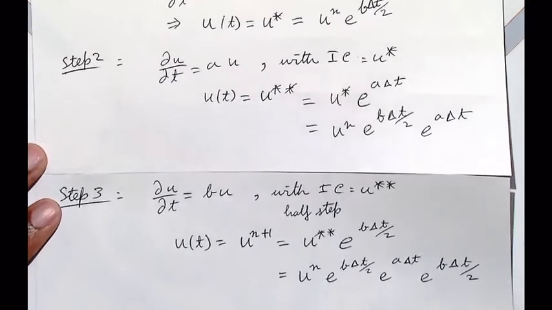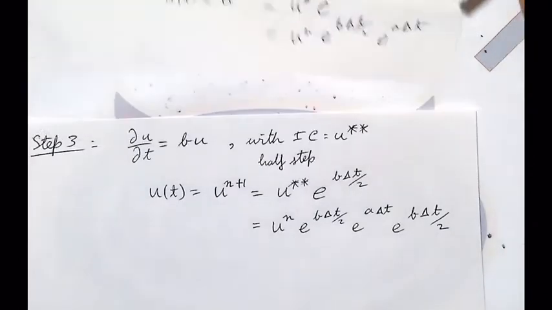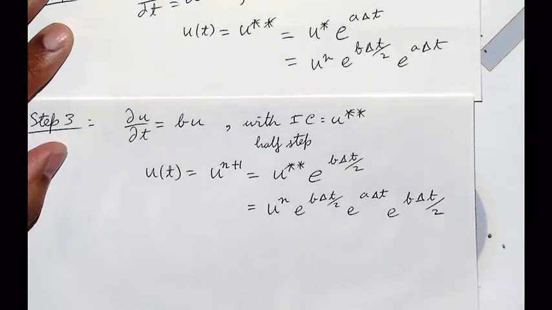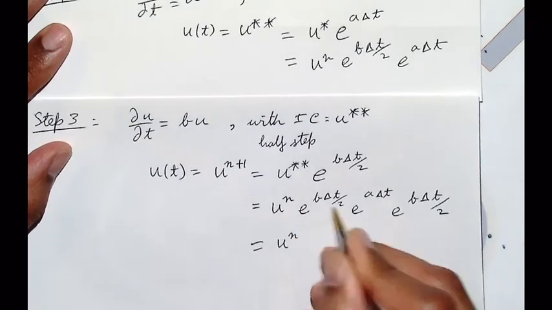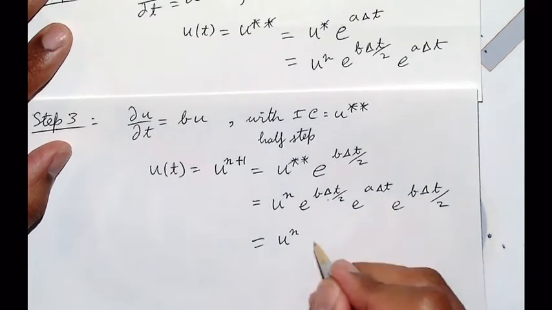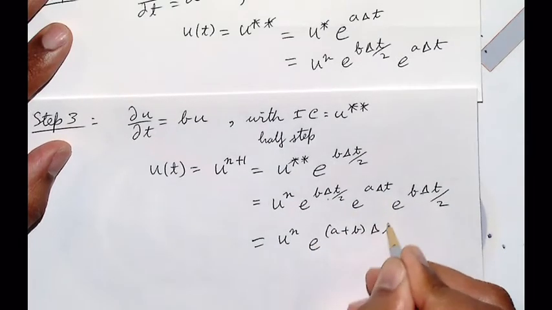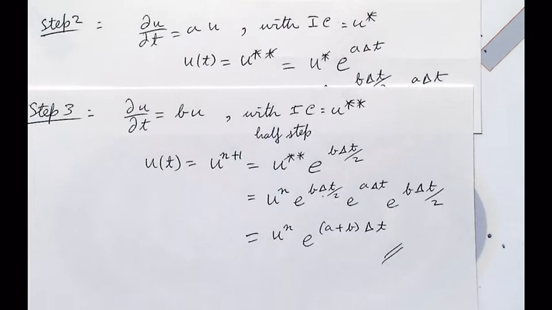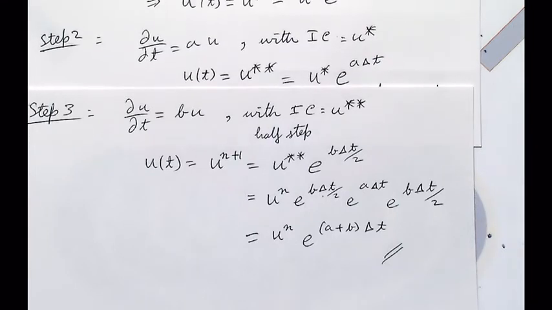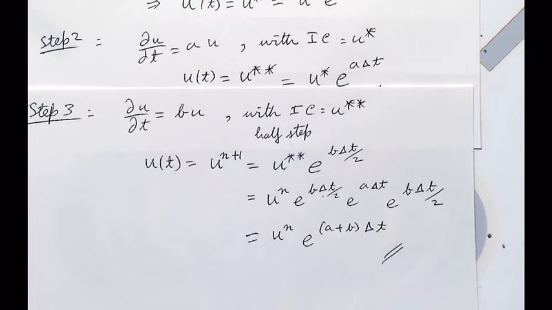Is this correct? Is this what you expect? Yes, it's the same as before. It's U^n times this plus that, and that is e to the (A plus B) Δt. So Strang splitting works as well. And again, we get the exact answer because we used a very simple example. But if you used a complicated example where it's not exact, this approach would be second order accurate in time. The first approach is first order accurate.